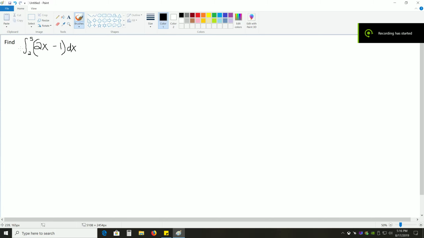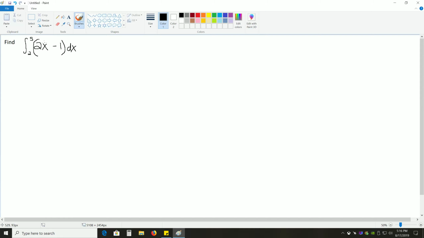In this problem, we want to find the integral from 2 to 5 of the quantity 2x minus 1 dx. In other words, we're finding the antiderivative. We're looking for what we took the derivative of to get this 2x minus 1. Whenever you're adding or subtracting inside of an integral, it's just like adding and subtracting when you're taking a derivative. You can just take each of them separately.